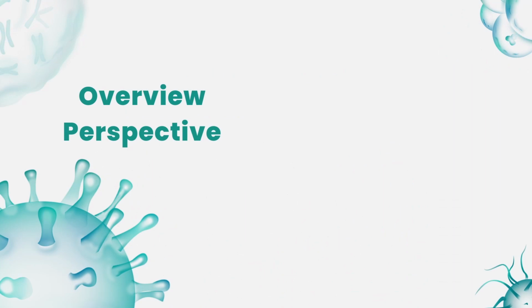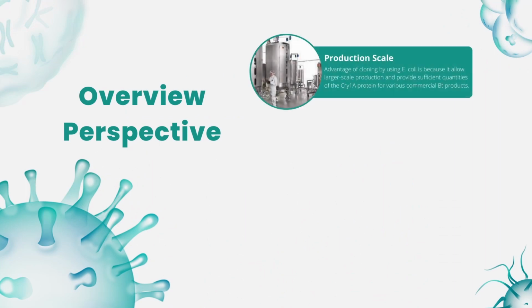From an overall perspective, on production scale, the advantage of cloning using E. coli is that it allows larger scale production and provides sufficient quantities of Cry1Ac protein for various commercial Bt products.